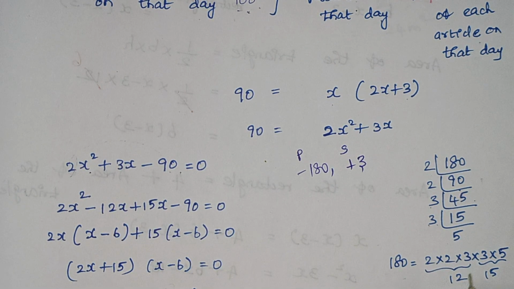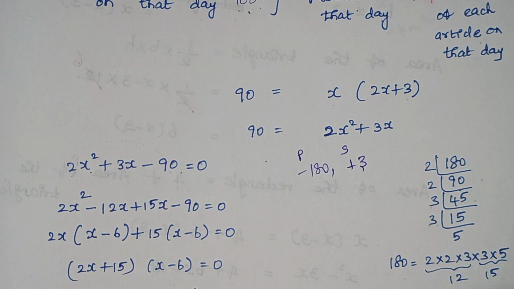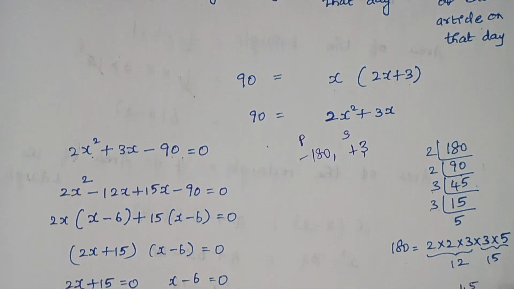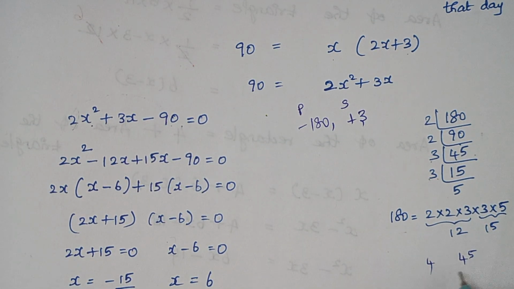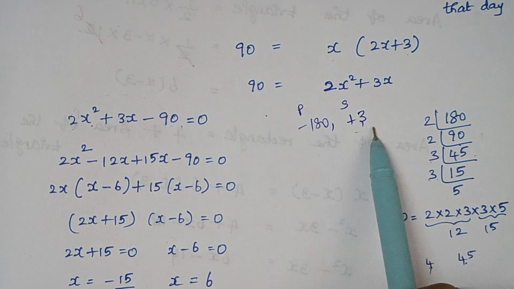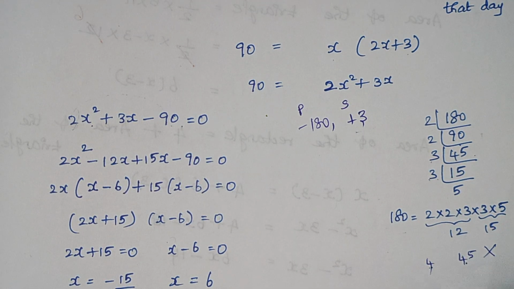So first let us go with this. 2 2s are 4, and here 3 3s are 9, 9 5s are 45. Right, 4 and 45. So 4 into 45 will give you 180, that's sure. But 45 minus 4 will give you 41, but what we need is plus 3. So we can't go with this.